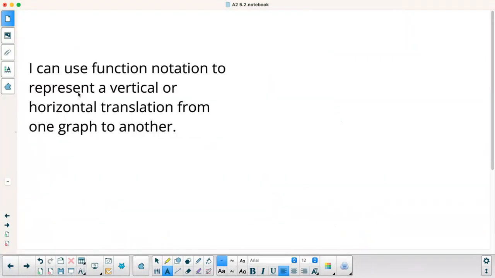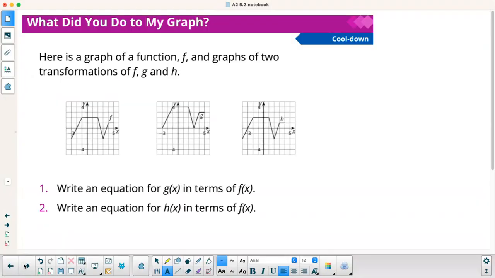So our goal: I can use function notation to represent a vertical or horizontal transformation from one graph to another. Make sure you have that table from the second slide. All right, here's a function F and graphs of two transformations of F, G and H. Okay, so this is my original, and then these are my transformations. So first of all, let's figure out how to get there. Find a point on G that corresponds.